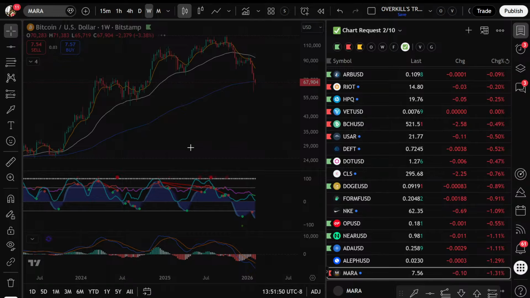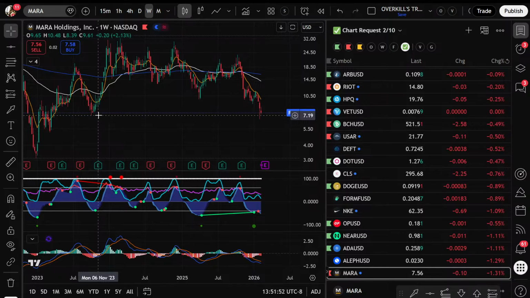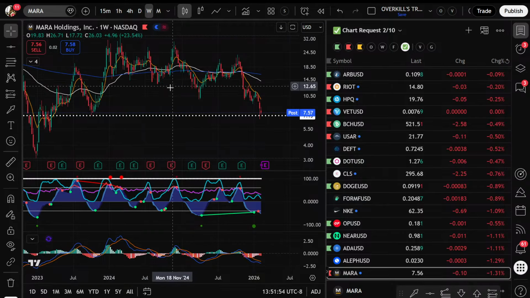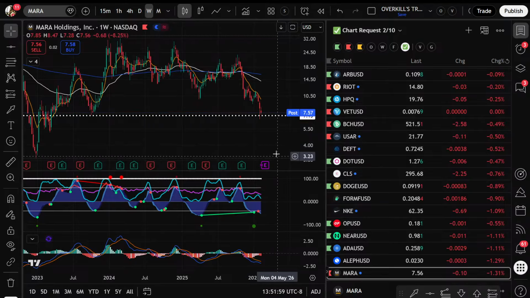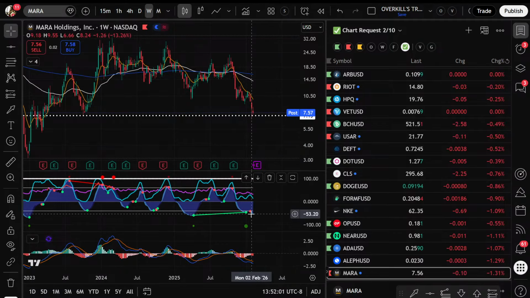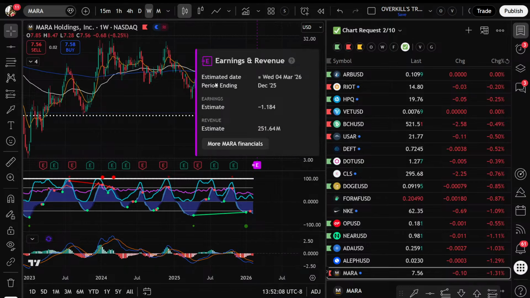If you like Mara, though, it looks like a very good time to be accumulating. Right there at $7 is a really good spot. And again, if it comes down to 350, what are you going to do? You're just going to buy more, or short it if it gets a red dot. So I'd wait for the green dot. If a red dot comes, I would short it. But your next signal you're waiting on is a green dot, and it has earnings coming up on March 4th.